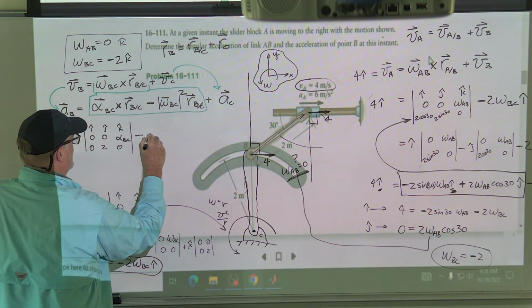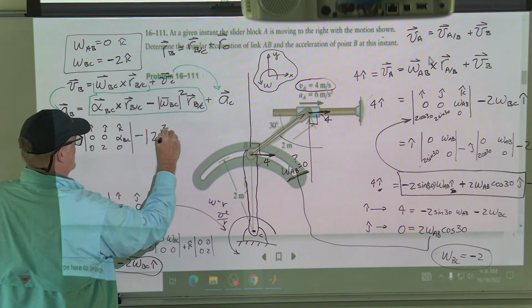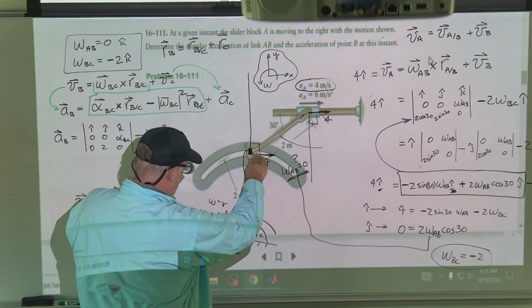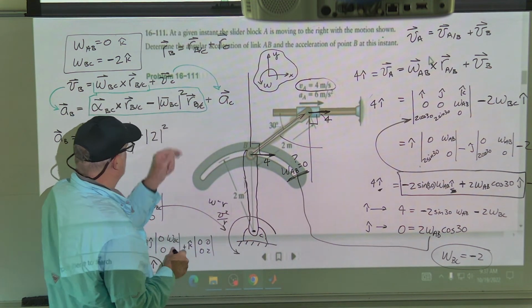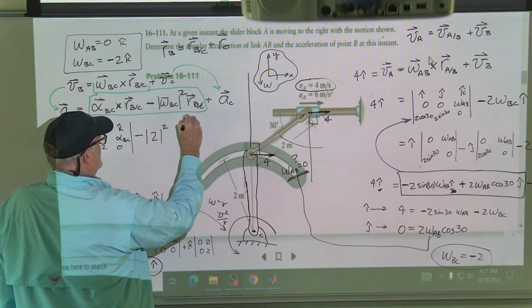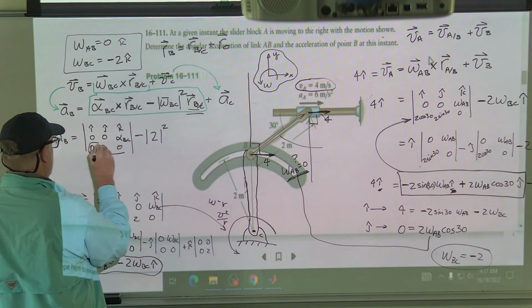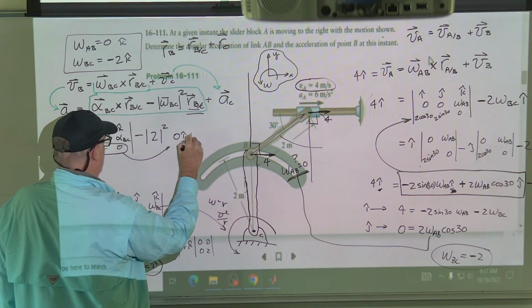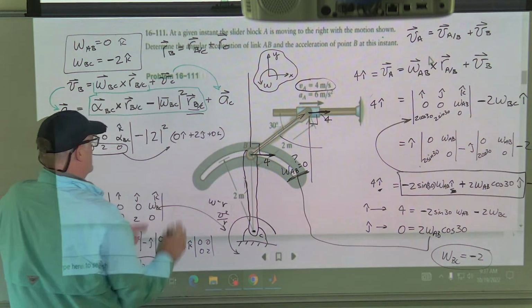Now, omega bc is 2. And guess what? I just take 2. I can put a minus sign in there, but who cares? It doesn't matter whether this thing's going this way or this way. The acceleration, the centrifugal, it's still going this way. That's why that's a square. And then this vector. If I just want to say, I'm tired, I don't want to think, I look and grab this row and write it. 0i plus 2j plus 0k.